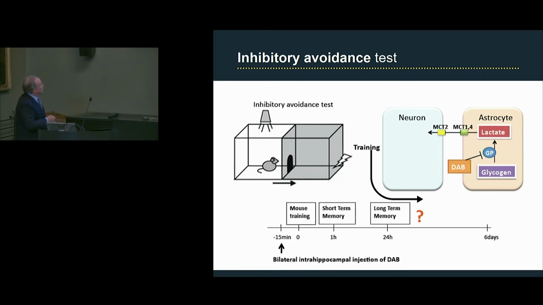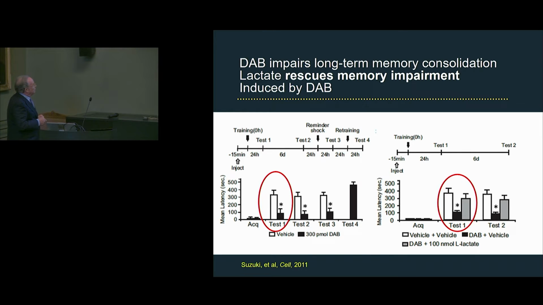In other words, you place the mouse in a two-compartment cage. One is lit, one is dark. And as you know, rodents like dark, so they quickly move to the dark compartment. But the day of training, you give them a little electric shock when they move into the dark compartment. So the next day you test them. And if they remember, they will take a long time before moving into the dark compartment because they remember something unpleasant happens there. And so a long latency means good memory. A short latency means that memory has not been formed.